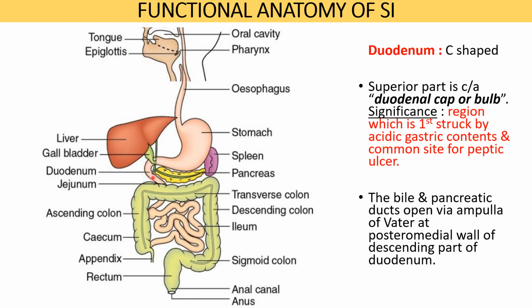Here you can see a C-shaped structure present in between the liver and the pancreas. This is the first part of the small intestine called the duodenum. The duodenum is 25 cm in length and it is the widest and the most fixed part of the small intestine. The superior part of the duodenum is called the duodenal cap, and this part is mostly struck first by the acidic gastric contents, so it is a common site for peptic ulcer. The bile and the pancreatic duct open at the level of the duodenum and release their contents into it.